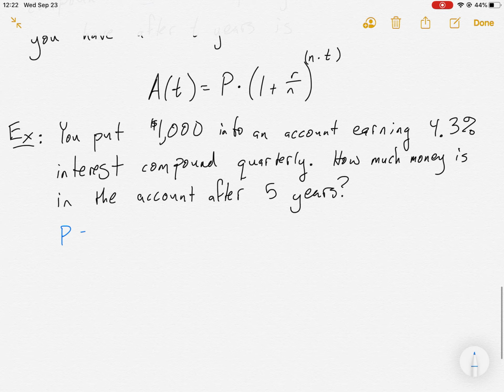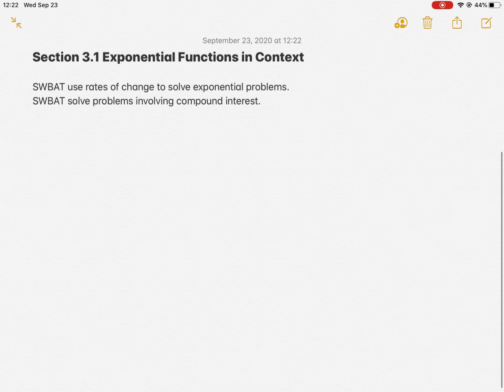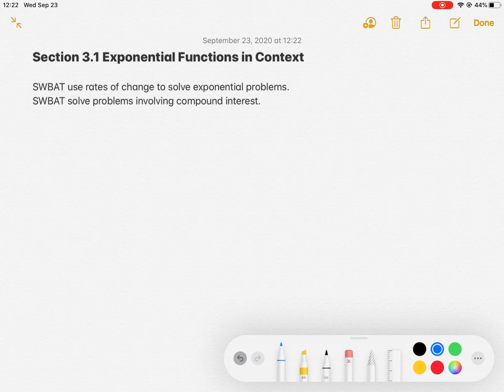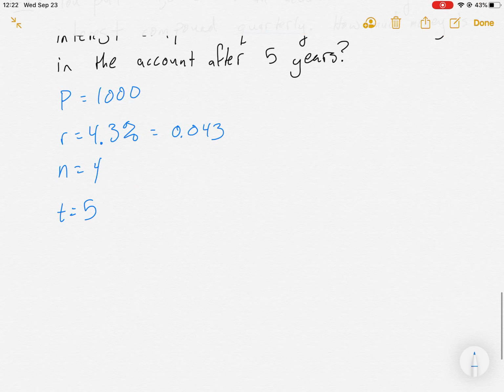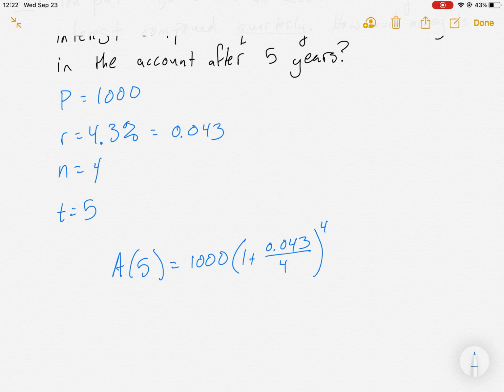Okay, so our principal is 1,000. Our interest rate is 4.3%, which means it's going to be 0.043 if we divide it by 100. N is reflected by this quarterly. That means 4 times per year. And then our time is going to be 5. So I'd say A of 5 equals 1,000 times 1 plus 0.043 all over 4, to the power of 4 times 5.